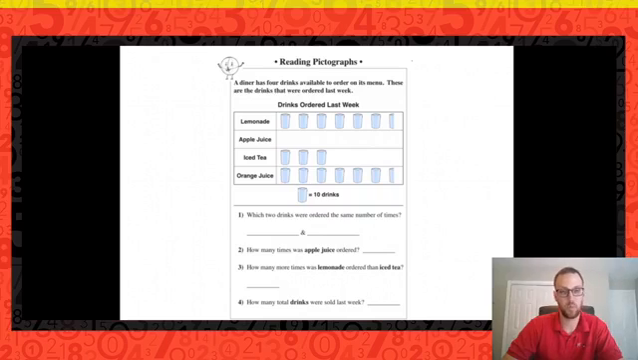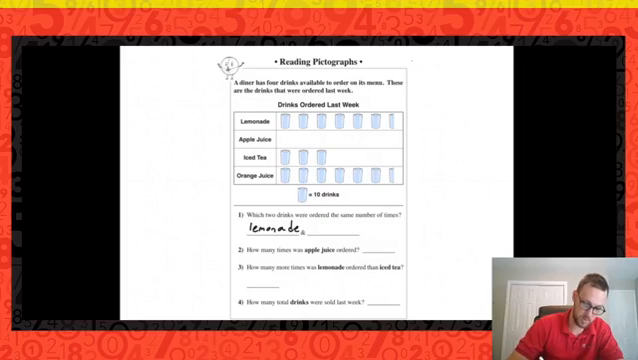So we want to know which 2 drinks were ordered the same number of times. So looking at our chart here, which 2 drinks were ordered the same number of times? Well, apple juice, it looks like, wasn't ordered at all. Iced tea was ordered 30 times. So looking at the icons, I can tell that lemonade and orange juice were ordered the same number of times. Nice job.